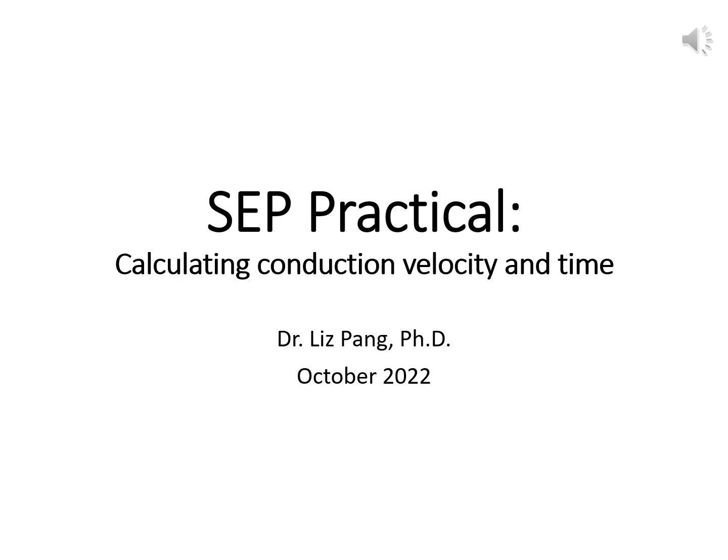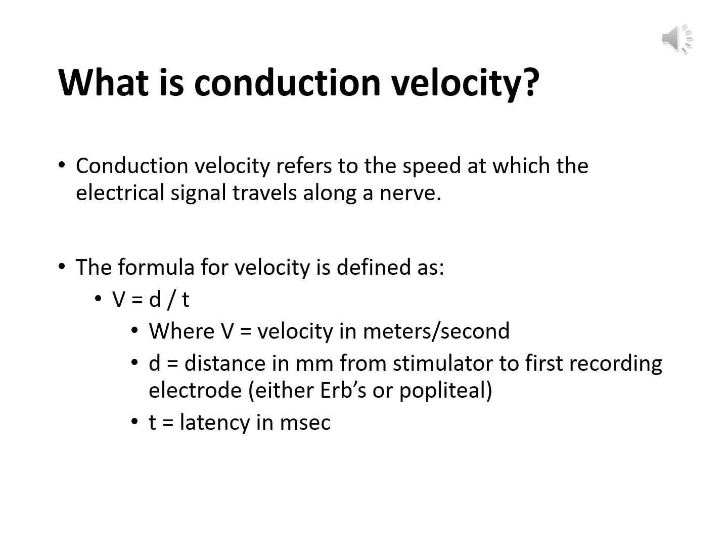This module will describe how to calculate conduction velocity and conduction time. Conduction velocity refers to the speed or velocity of the electrical signal as it travels along a nerve. We typically use this calculation to find out the travel speed of the signal of one of the peripheral nerves, for example, the median nerve or the posterior tibial nerve.